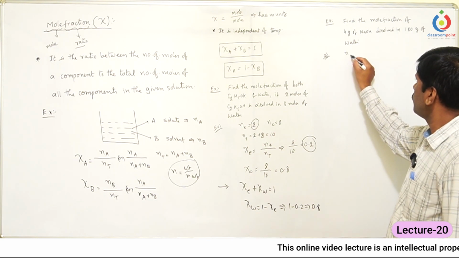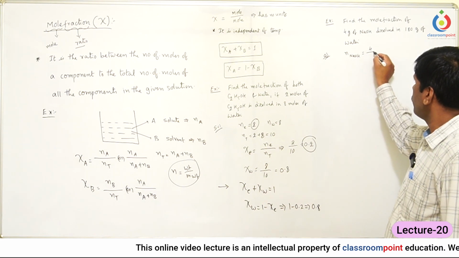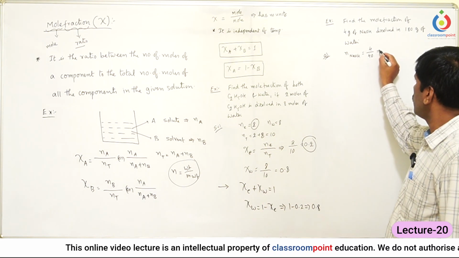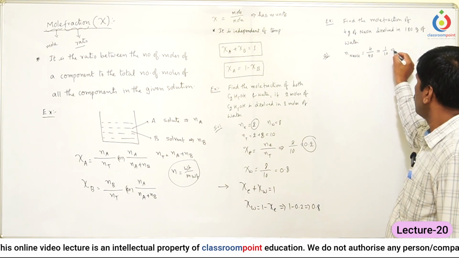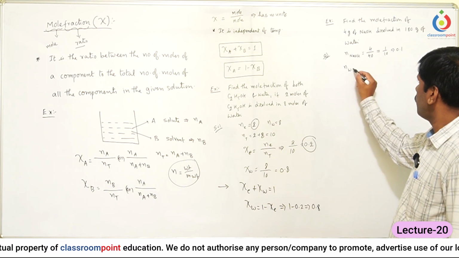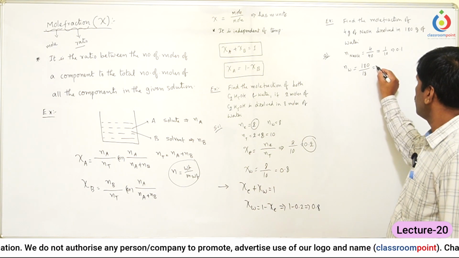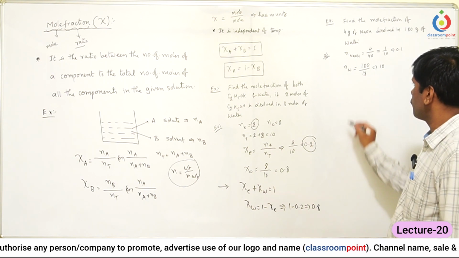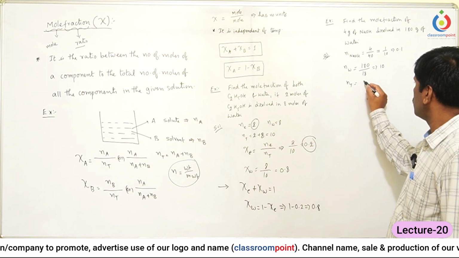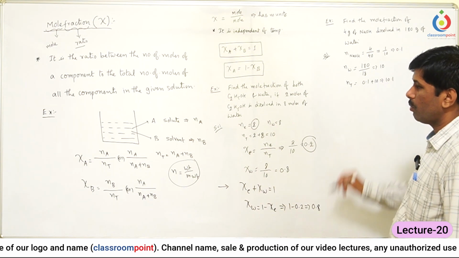Number of moles of sodium hydroxide NaOH is equal to weight by molecular weight. Molecular mass is 40, so that it is 1 by 10. Value equals 0.1. And number of moles of water, weight 180, molecular mass is 18. That value is equal to 10. And total number of moles, 0.1 plus 10 is equal to 10.1.